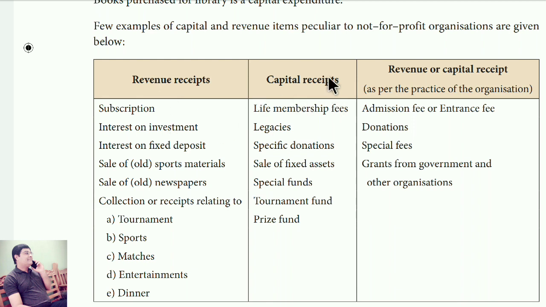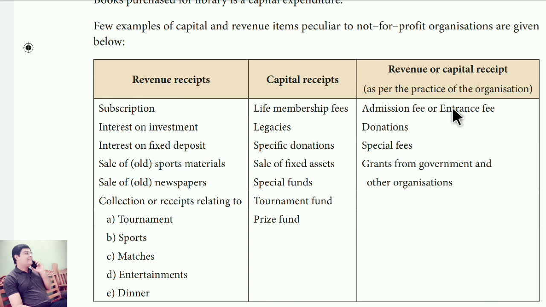And capital receipt will come under the 5th very short answer. They'll say write any 4 capital receipts or 2 capital receipts. So out of this, you can write any 5 from the start. Life membership fees, legacies, specific donation, sale of fixed asset, special fund, tournament fund, prize fund, all will come under capital receipt. This is your 5th very short answer.